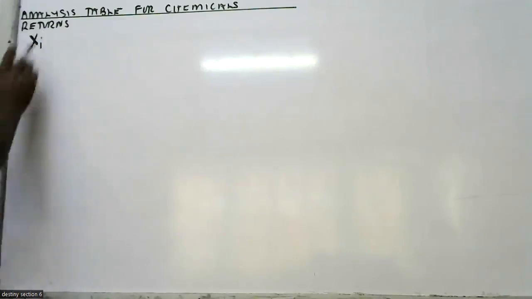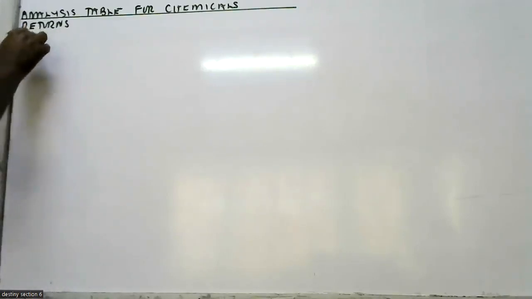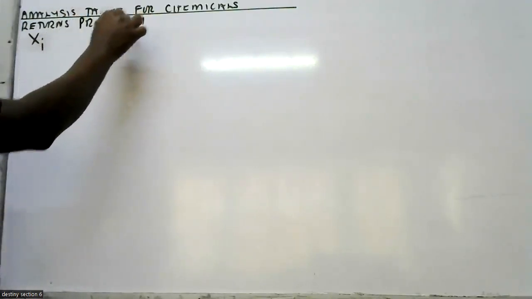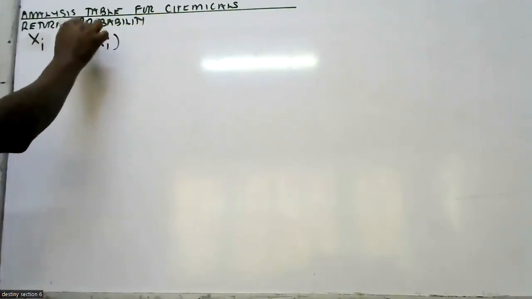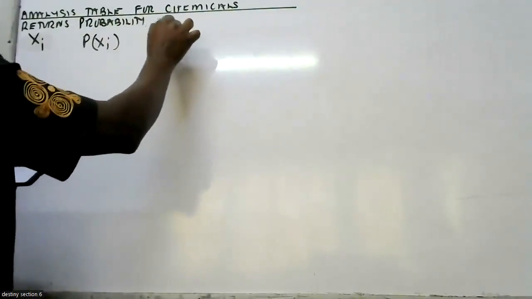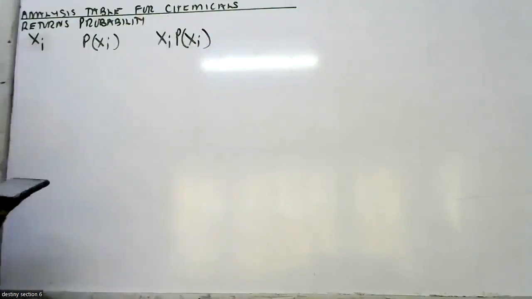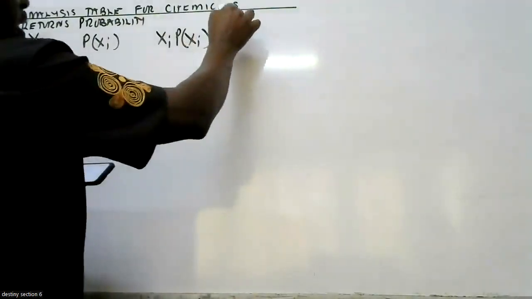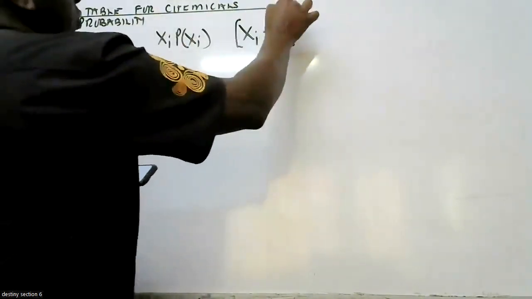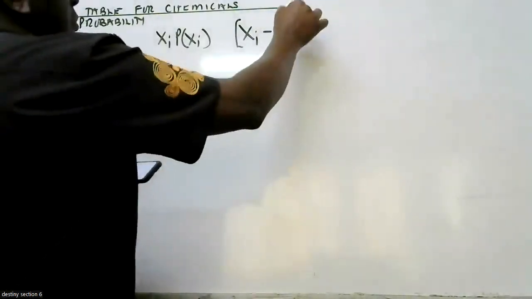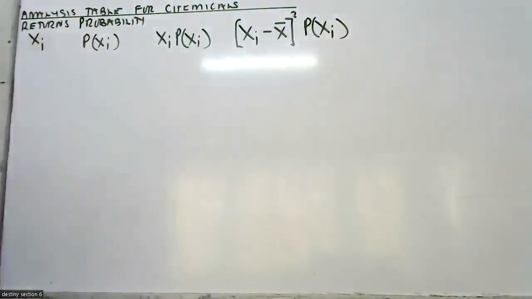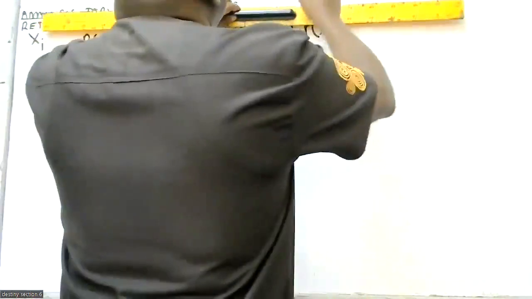This is XI. We have the probability. This is probability of XI. Then we have XI multiplied by probability of XI. Then we have XI minus X bar squared multiplied by probability of XI.